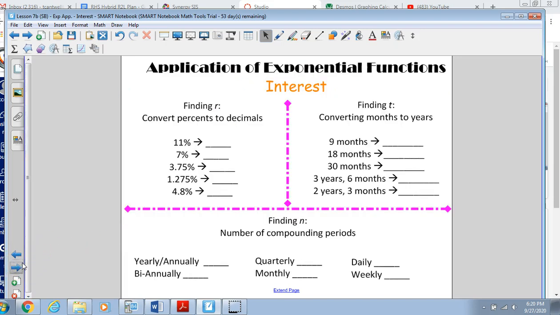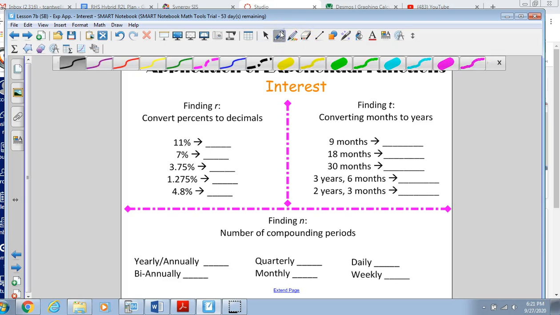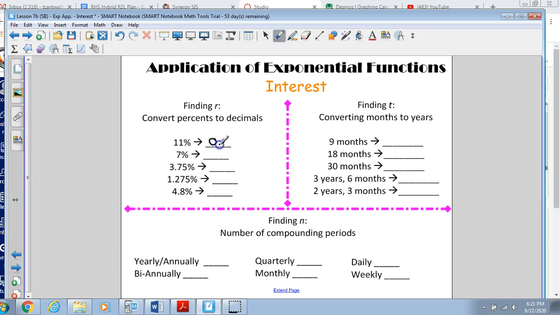Let's take a few moments and practice finding R, finding T, and finding N. I encourage you to pause the video and do these on your own, and then come back to it after you have completed them. Okay, finding R, we're going to convert percents to decimals. We always need to move our decimal place 2 units to the left. So 11% would be 0.11.